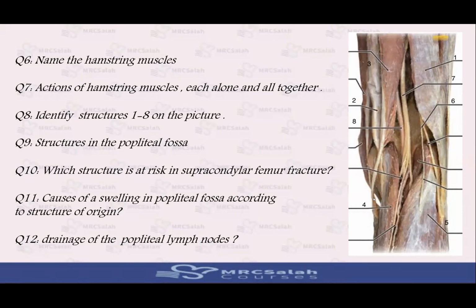Number 4 looks like the gastrocnemius, the medial head of the gastrocnemius. Number 5 is the lateral head of the gastrocnemius. Number 6 should be the common peroneal nerve. Number 8 probably is the popliteal artery. Number 7 looks like a nerve, probably. I don't know if it's the sciatic nerve or the posterior tibial nerve.